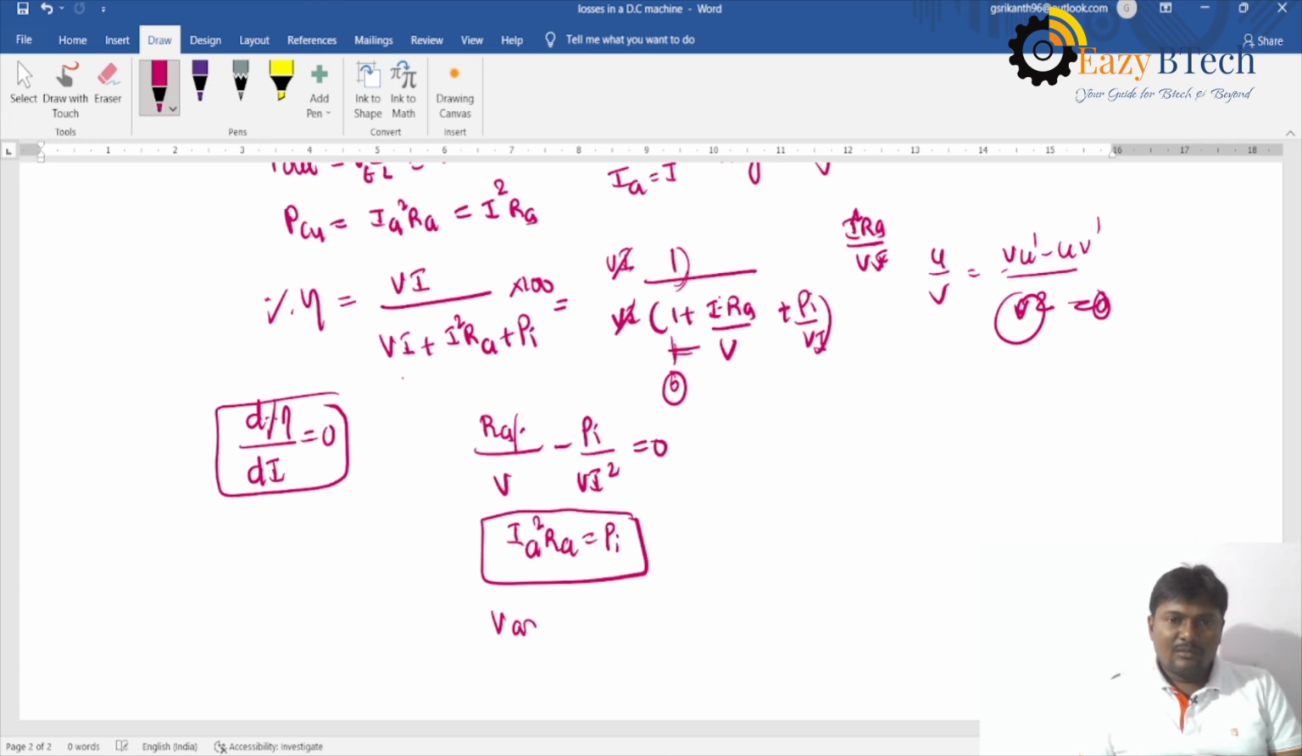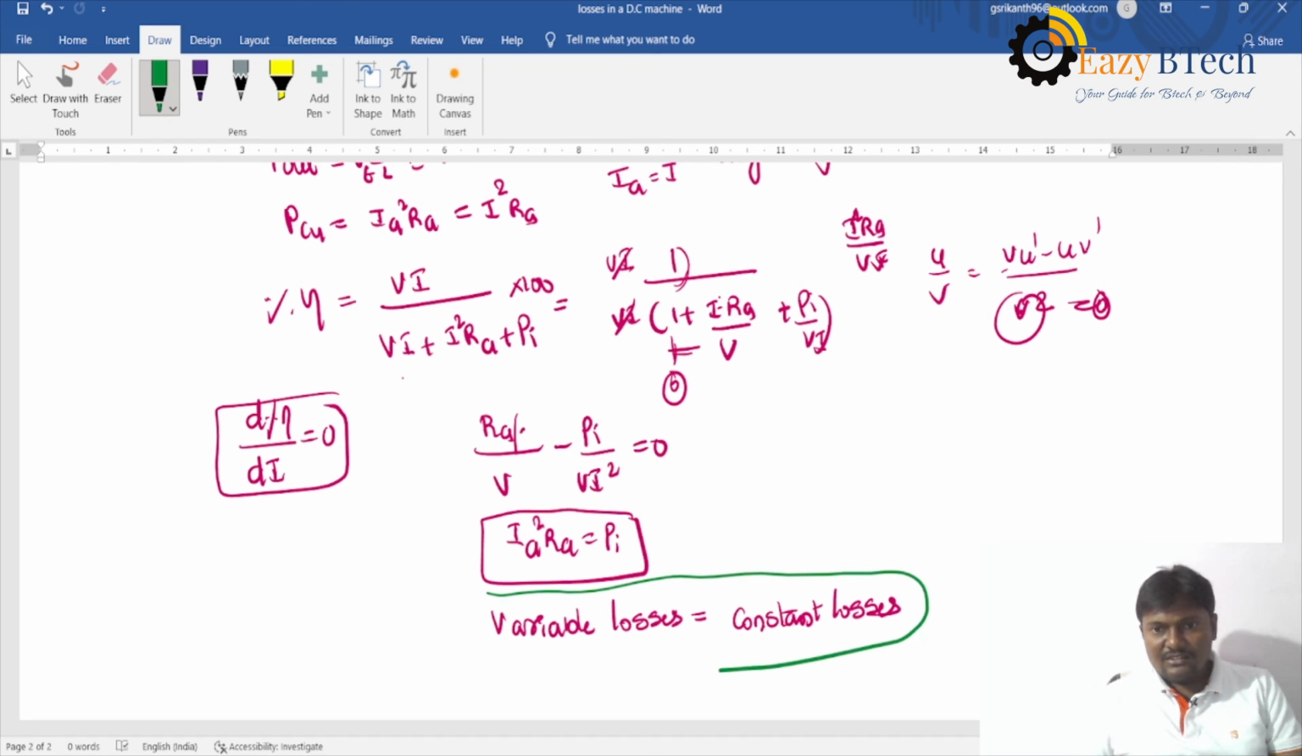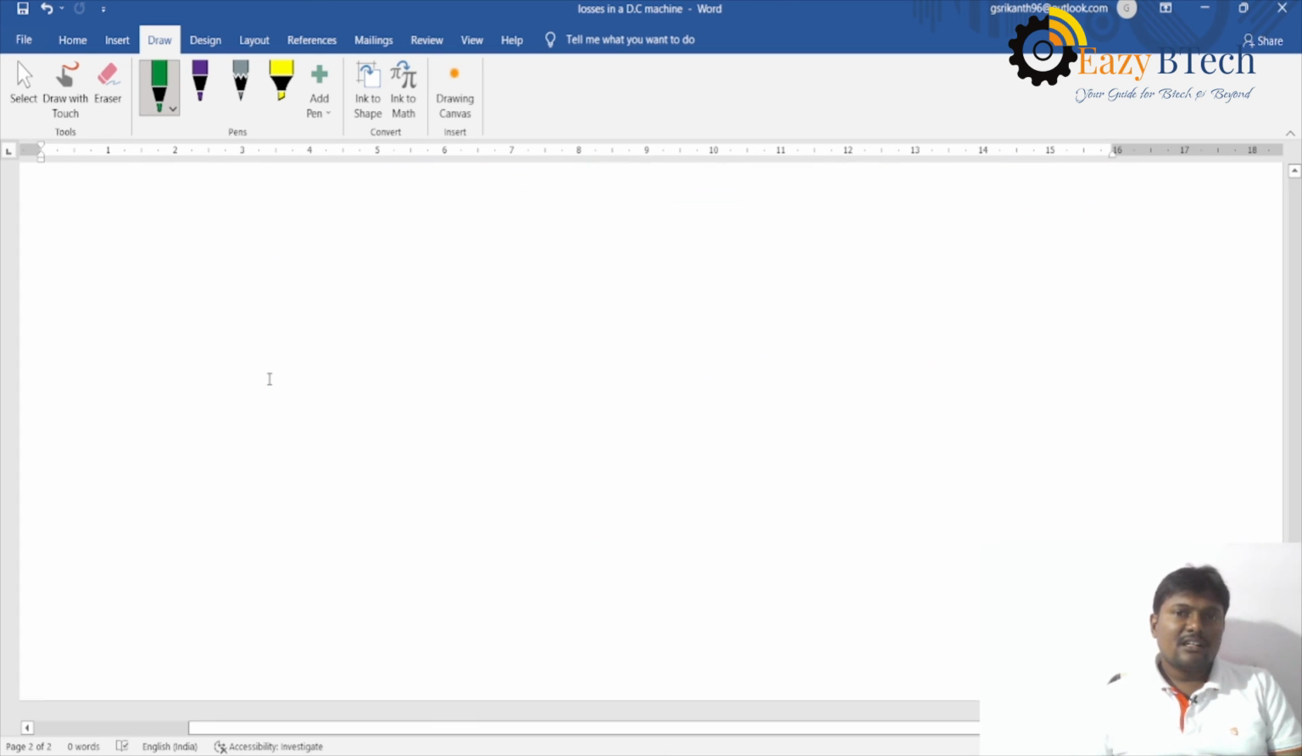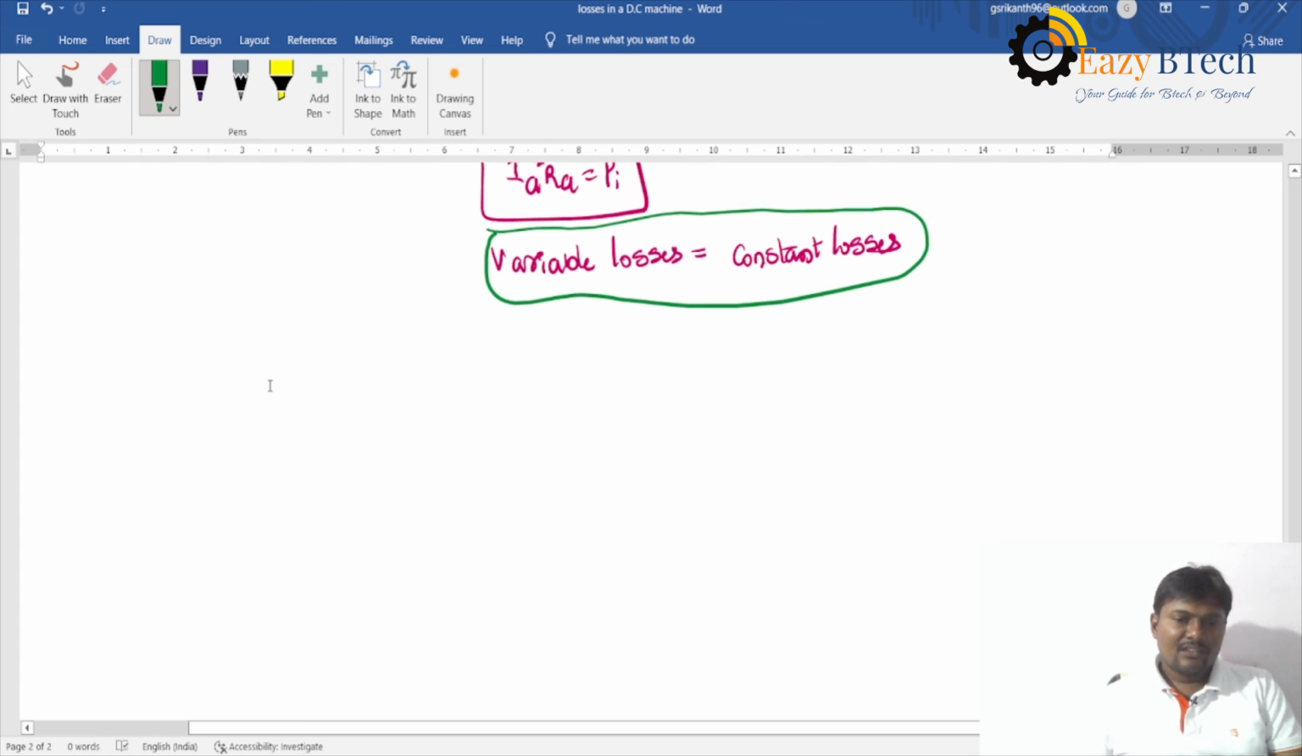That means variable losses are equal to constant losses. This is very very important. If you take any machine, either a transformer or a DC machine or any machine, the condition for maximum efficiency is always that variable loss is equal to constant losses.